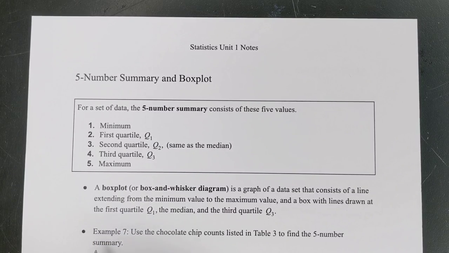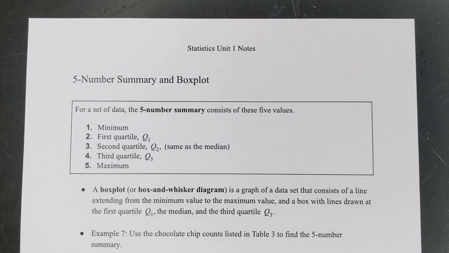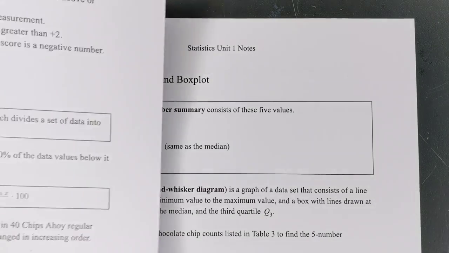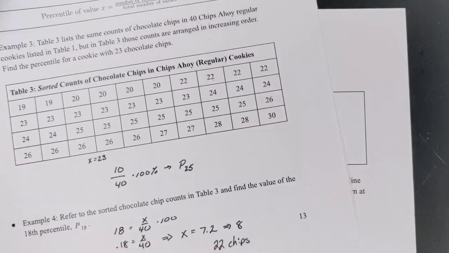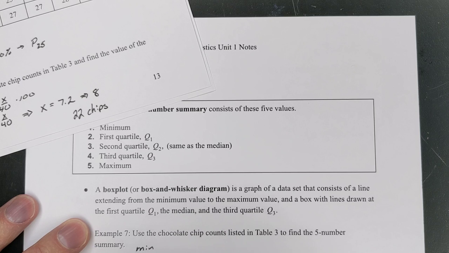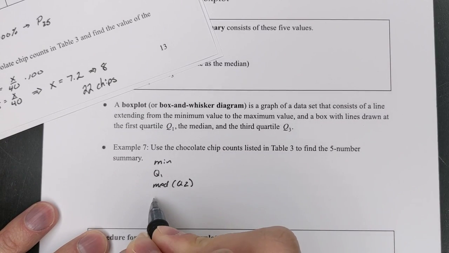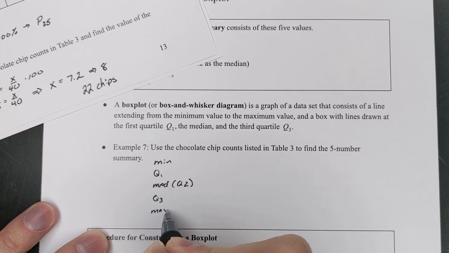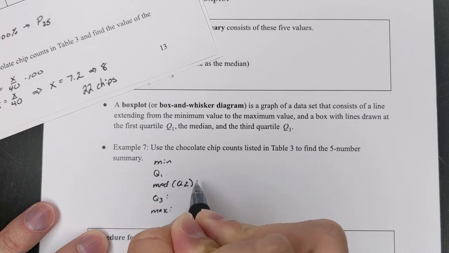So use the chocolate chip counts listed in table 3 to find the 5-number summary. Now, I will do this longhand. There is a way for your calculator to do it, but we'll talk about that at a later date. So here we go. I need to find the minimum, I need to find Q1, I need to find the median, which is the same thing as Q2, I need to find Q3, and I need to find the max. So these are the values I'm looking for.